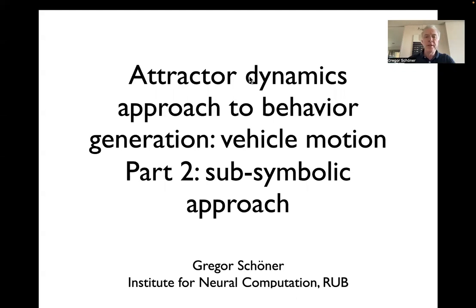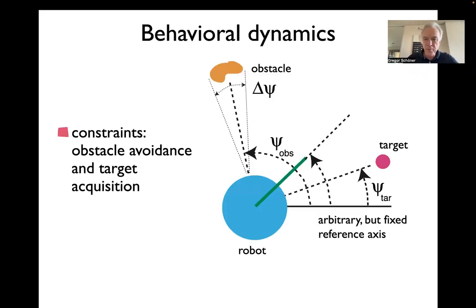So welcome to the second lecture on the attractor dynamics approach to vehicle motion planning, a very long title here. So the sub-symbolic approach, I'll explain in a moment what that means. So far we talked about behavior dynamics, it's a general term, but how to generate time courses of planning variables, behavior variables, here the heading direction of a vehicle.